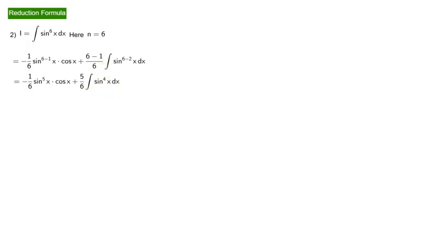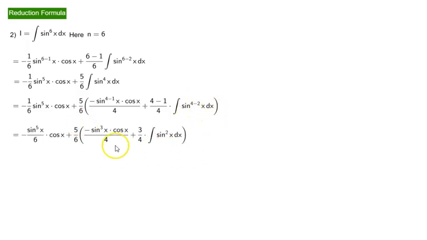Okay, so which means we have to apply the formula again. So now 5 by 6 is the common factor for this entire thing, and applying the formula, we get minus 1 by n, that is n is now 4. So minus 1 by 4 times sine to the power of 4 minus 1 x cos x, plus (4 minus 1) by 4 times the integral of sine to the power of 4 minus 2 x dx. Okay, simplifying it, what do we get? This up to here remains the same. This becomes 3 by 4 times the integral of sine square x dx.